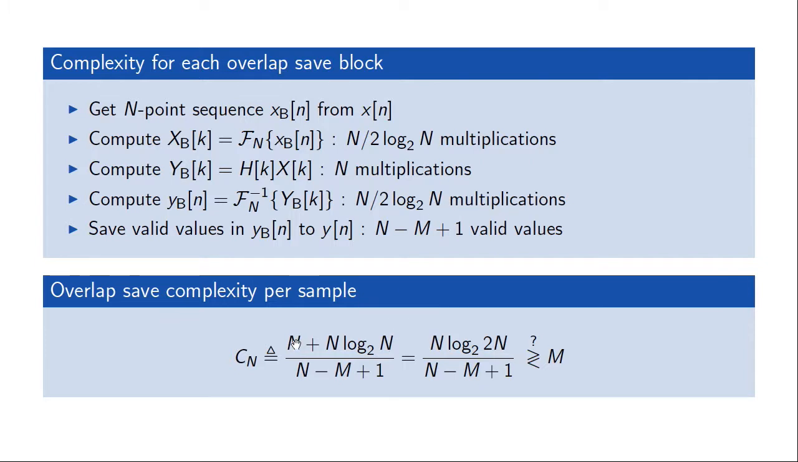Since we look at the number of complex valued multiplications per sample, we divide by the number of valid samples that we compute for each block, which would be n minus m plus 1. You can write this somewhat more compactly as n times log 2 of 2n divided by n minus m plus 1. So the question now is, is this greater or equal to m, which is the complexity per sample of doing the direct computation? And the answer to this question is, again, it depends on the values of n and m.